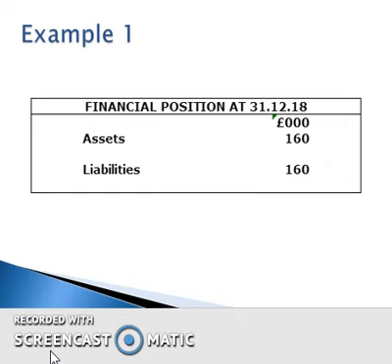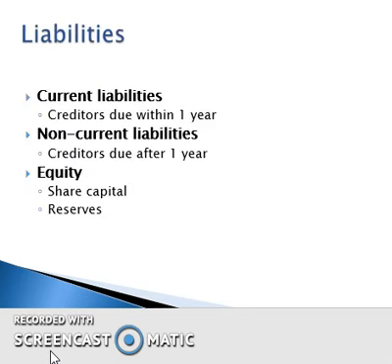We can break down the liabilities. Current liabilities or short-term liabilities include things like the overdraft, any tax payable, trade payables or trade creditors, who are suppliers we have not yet paid. Non-current liabilities are longer term, and these usually include loans from banks and other financial institutions.